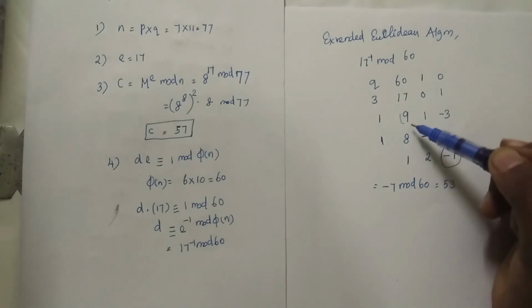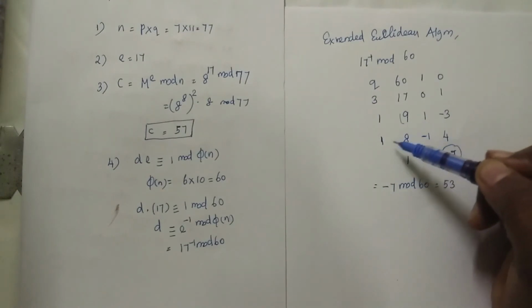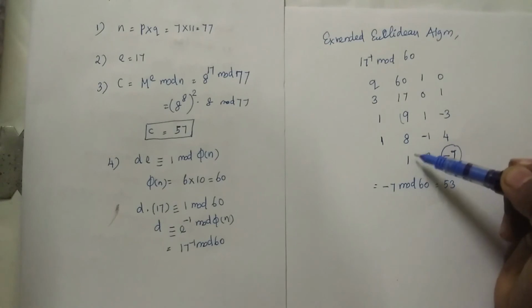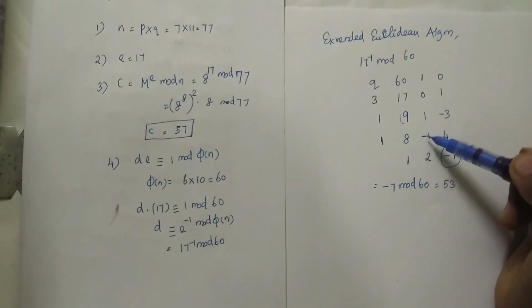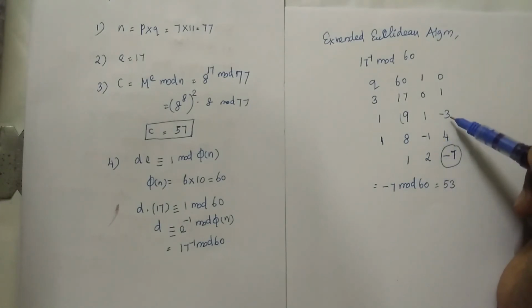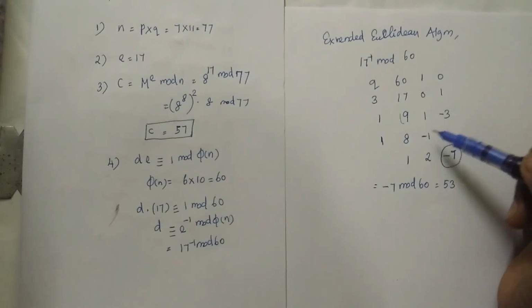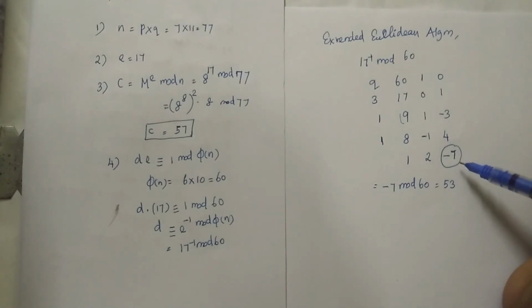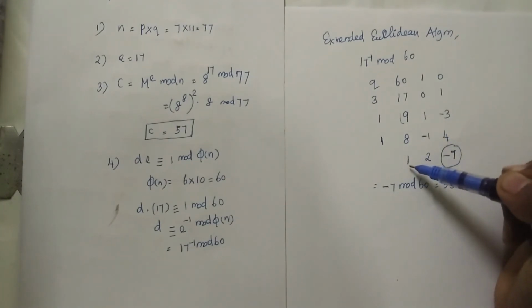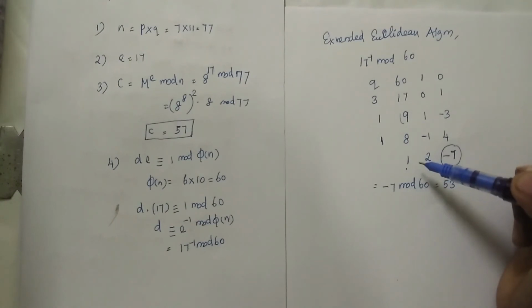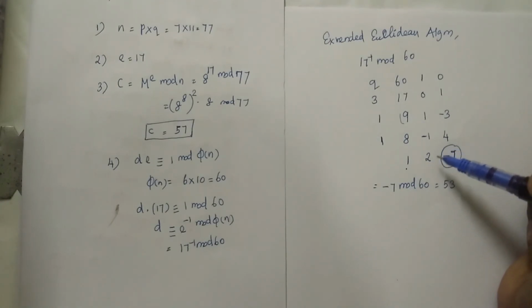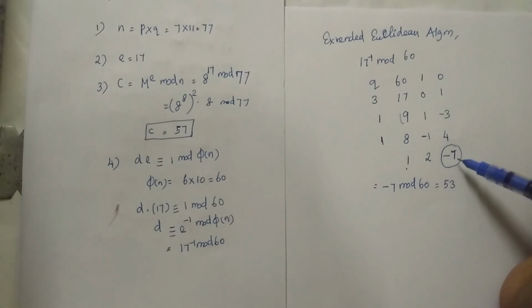Then 9 divided by 8 is 1. The remainder is 1. 1 minus 1 into minus 1 is 2, and minus 3 minus 1 into 4 is minus 7. So now we are getting the value 1 here, so we stop this procedure. And we have two values, 2 and minus 7.